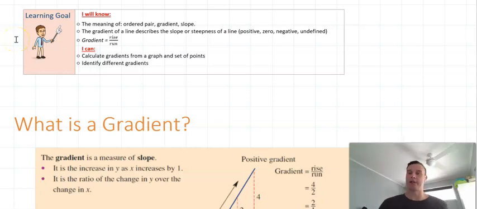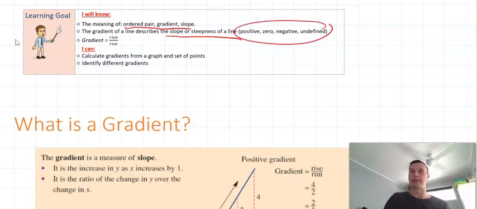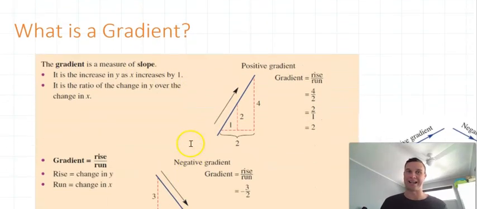Looking at gradient, or how to calculate the gradient of a Cartesian plane. So again, a gradient meaning something, or the slope or the steepness of a line. Hopefully by the end of the lesson you understand what these four things are, and also the rule of how to calculate a gradient. So let's go have a quick look at what is a gradient.